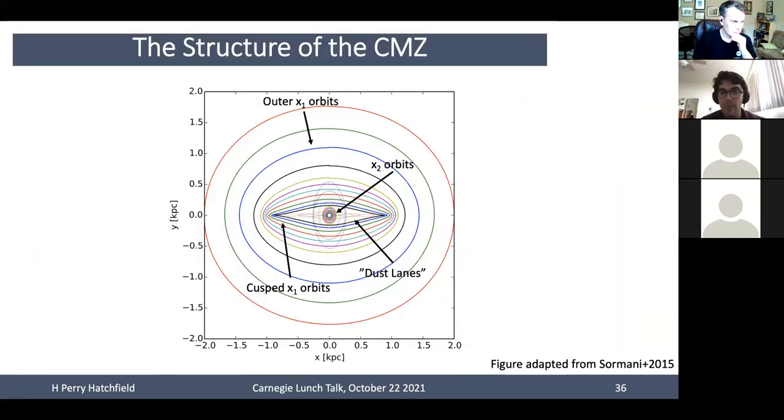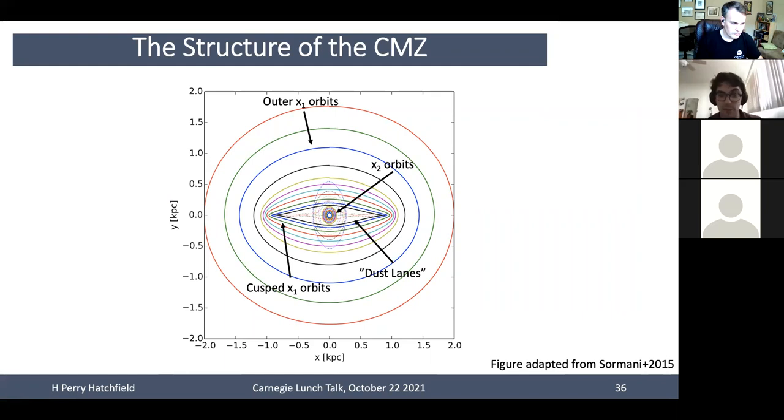To understand a little more about what the CMZ is from a face-on perspective, we can just consider what orbits can exist within a barred galactic center potential. When we try to figure out exactly what the stable orbits are, it turns out there are two families of stable orbits in a barred central potential like the Milky Way's. You have these outer orbits, which exist at larger galactocentric radii, called X1 orbits. As you push in towards the galactic center, these X1 orbits become more and more elliptical, and they start to get pinched at the edges. At a certain point, they become so pinched that they actually self-intersect with each other.